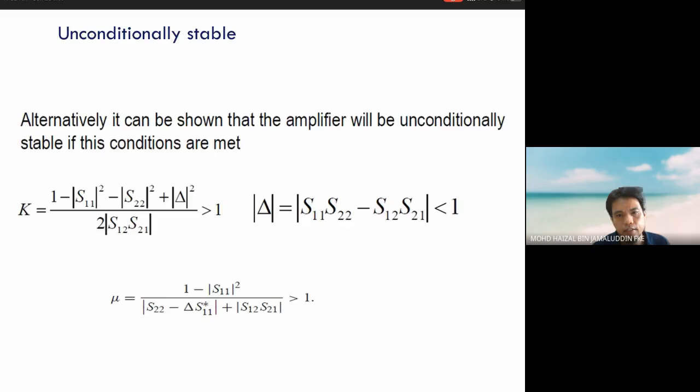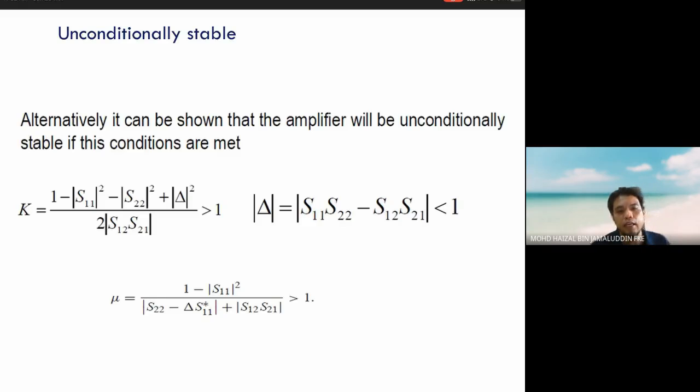Besides drawing or calculation, we have another method to determine whether it is unconditionally stable or conditionally stable. One of them is to use the K delta. So what is K delta? We need to calculate the K value and delta value.